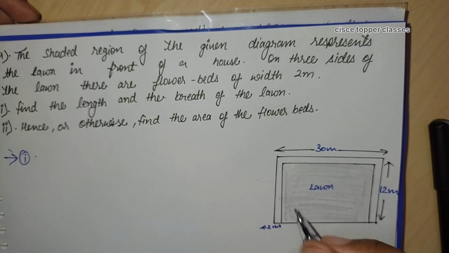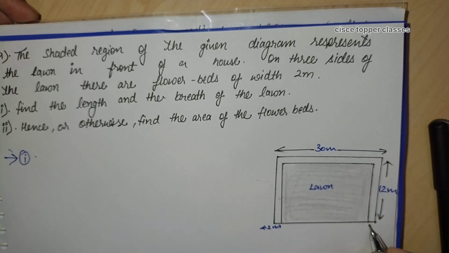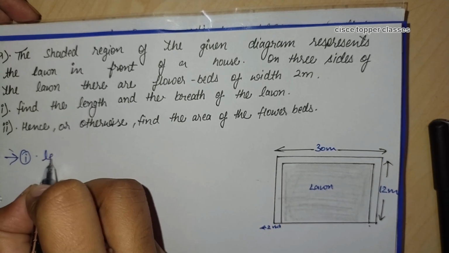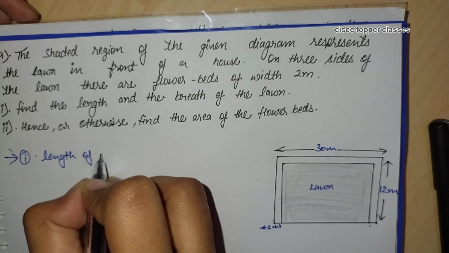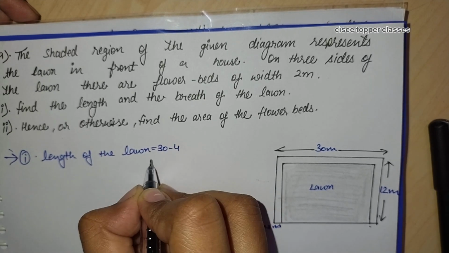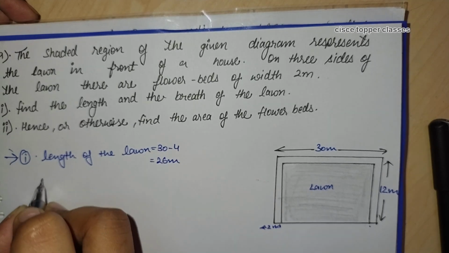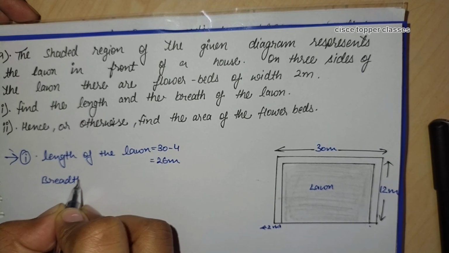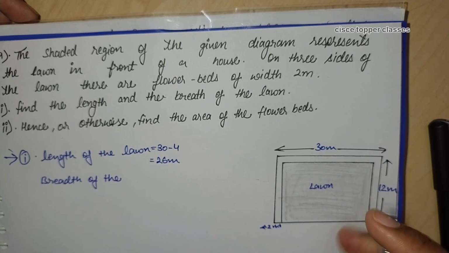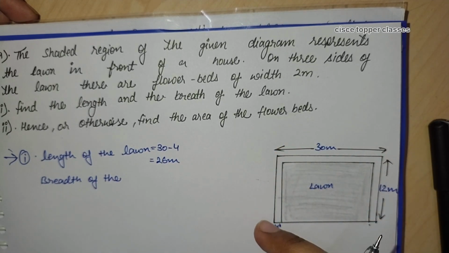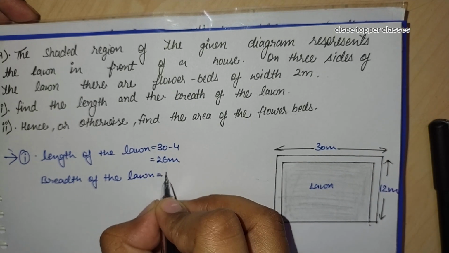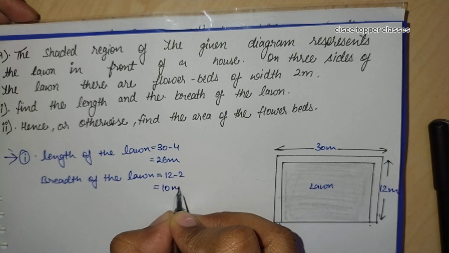So we can write here that if we subtract 2 meter from here and 2 meter from here from the length, we will get the length of the lawn. So length of the lawn is equal to 30 minus 4, means 26 meter. Now we have to write the breadth of the lawn. Again, breadth of the lawn, because from one side only it is covered, flower bed is covered on three sides. So here one side only we will subtract, means breadth of the lawn will be 12 minus 2. So this will be 10 meter.